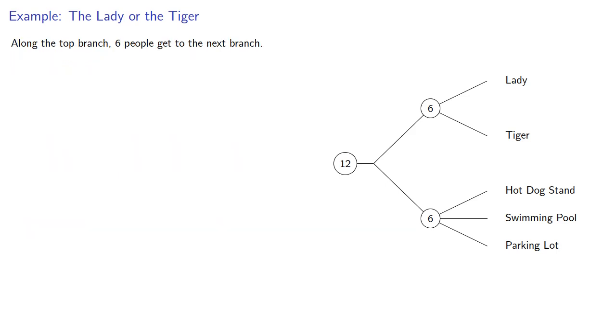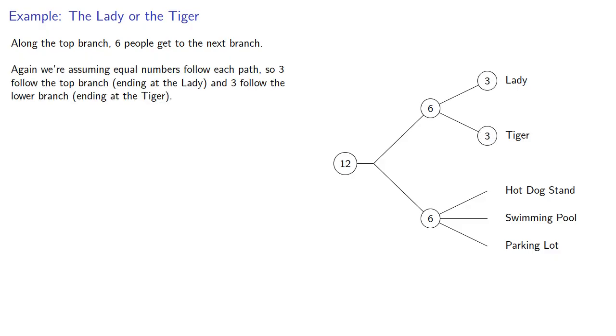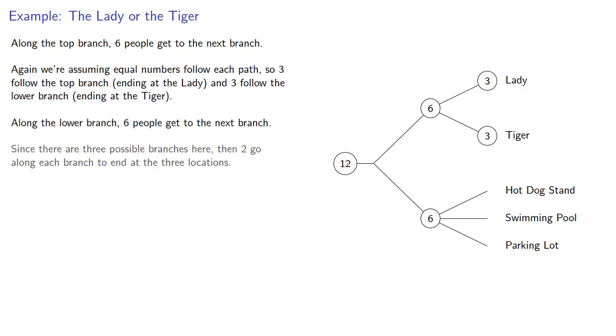Along the top branch, 6 people get to the next branch. Again, we're assuming equal numbers follow each path, so 3 follow the top branch ending at the lady, and 3 follow the lower branch ending at the tiger. Along the lower branch, 6 people get to the next branch. And again here, since there are 3 possible branches, 2 go along each branch to end at the 3 locations.